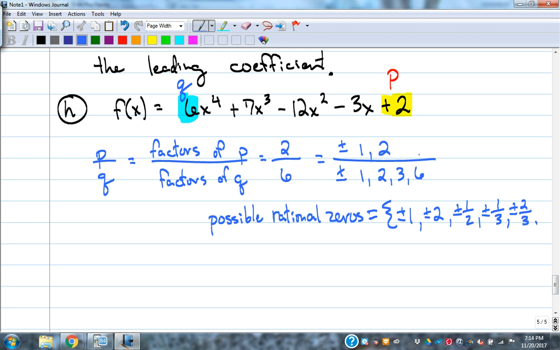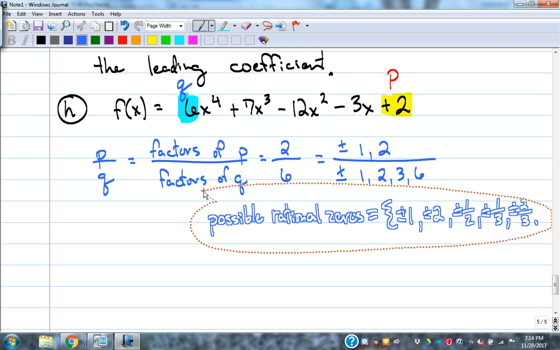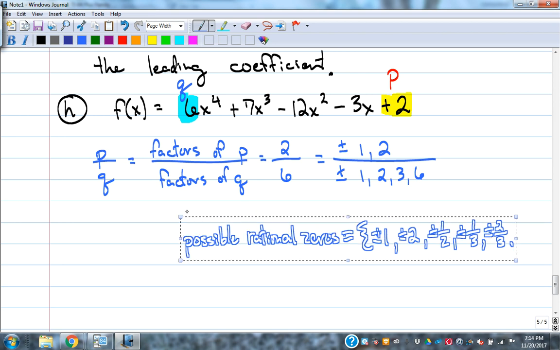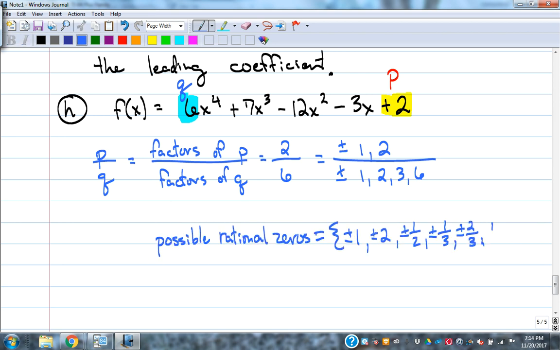Then I go to the 6. What's 1 divided by 6? 1/6. I'm going to give myself a little bit more room here. What's 2 divided by 6? How much? 1/3. I've already got 1/3 listed. I don't need it again.